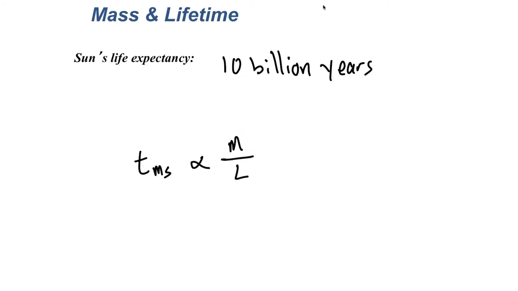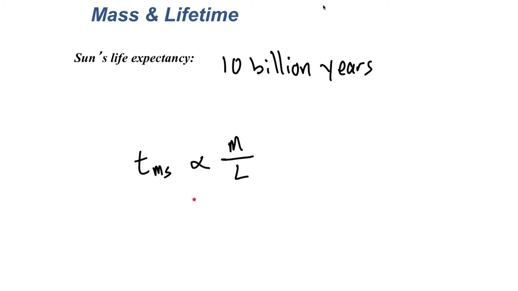The mass is how much fuel it has available. The bigger the mass, the more fuel it has available to it. The luminosity is how fast it's using it up. That's how fast it's generating energy and how fast it's radiating that energy away into space. So main sequence lifetime is proportional to mass divided by luminosity.